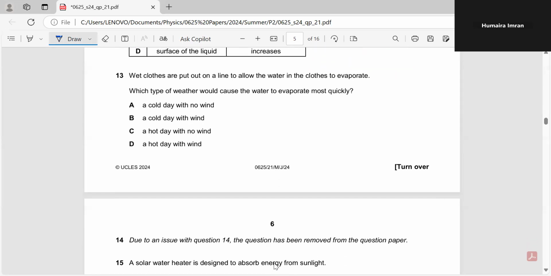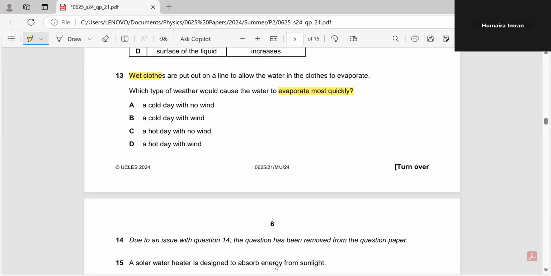Question number 13. Wet cloths are put out on a line to allow the water in the cloths to evaporate. These are the wet cloths, and they will allow the water vapors to evaporate. So, which type of weather would cause the water to evaporate most quickly? What are the factors which affect evaporation? These factors include high temperature. High temperature increases the rate of evaporation. More wind can increase the rate of evaporation. More surface area is also needed for it, and dryness is also important.